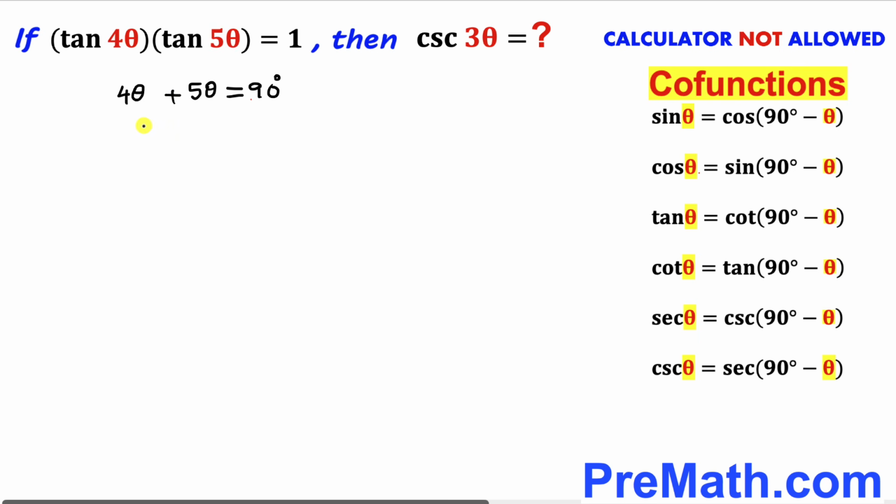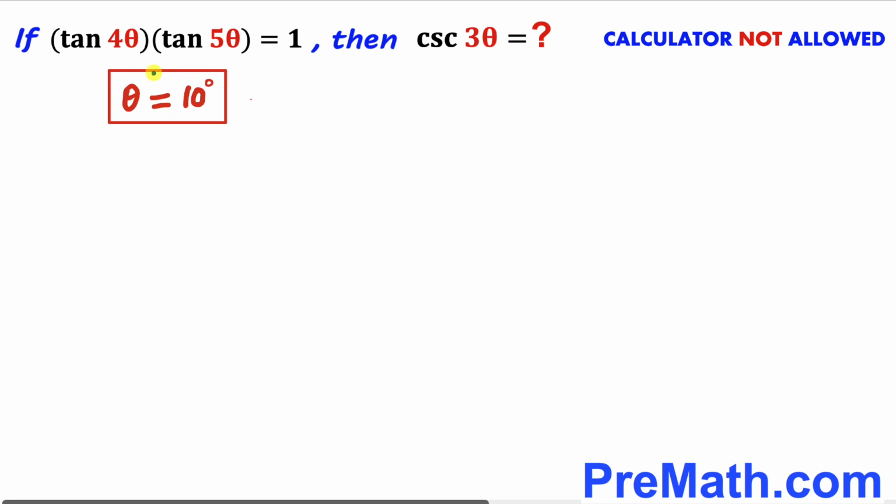And if we add the left hand side, we are going to get 9 times angle theta equals 90 degrees. And now I'm going to isolate this angle theta by dividing by 9 on both sides. So this 9 and 9 is gone, and this angle theta turns out to be equal to 10 degrees. And now we are going to focus on cosecant of 3 theta.